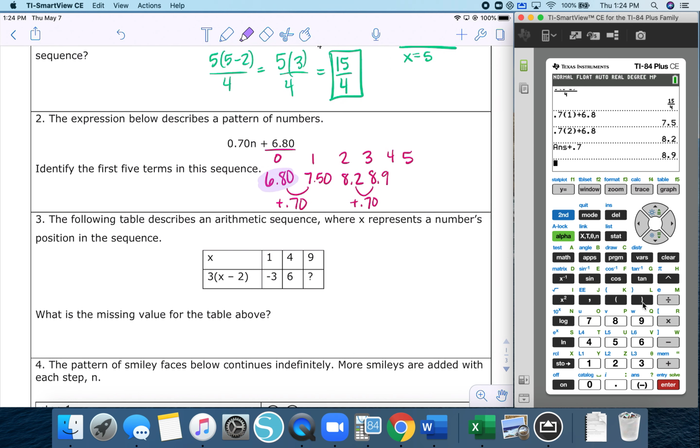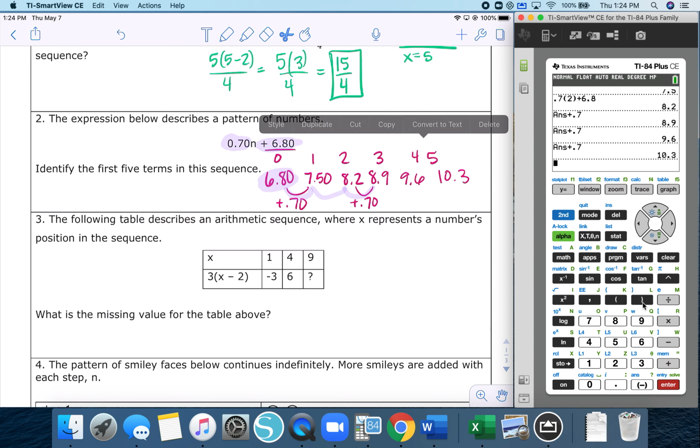The first number needs to be the first number shown in your pattern. Everything else from there needs to be increasing by this amount: plus 0.7, plus 0.7, plus 0.7 every single time. So to finish up, we have 9.6 and 10.3. And my numbers are a little bit off. So there are your first 5 terms.